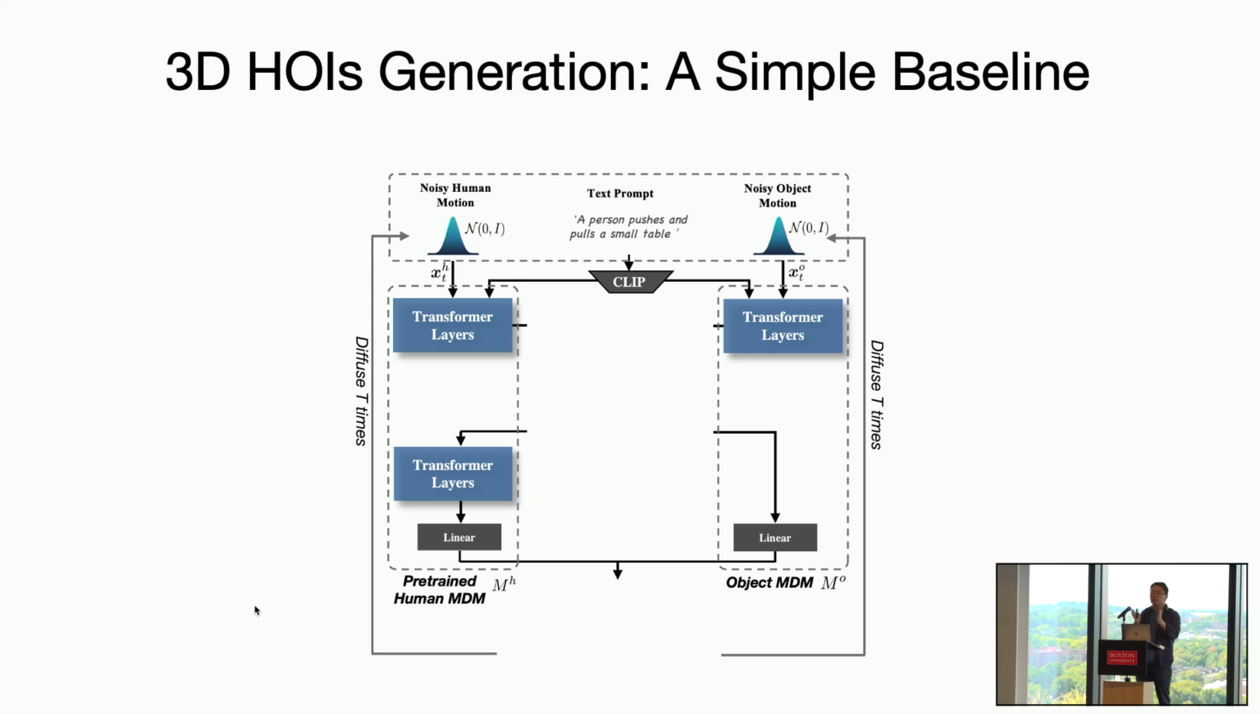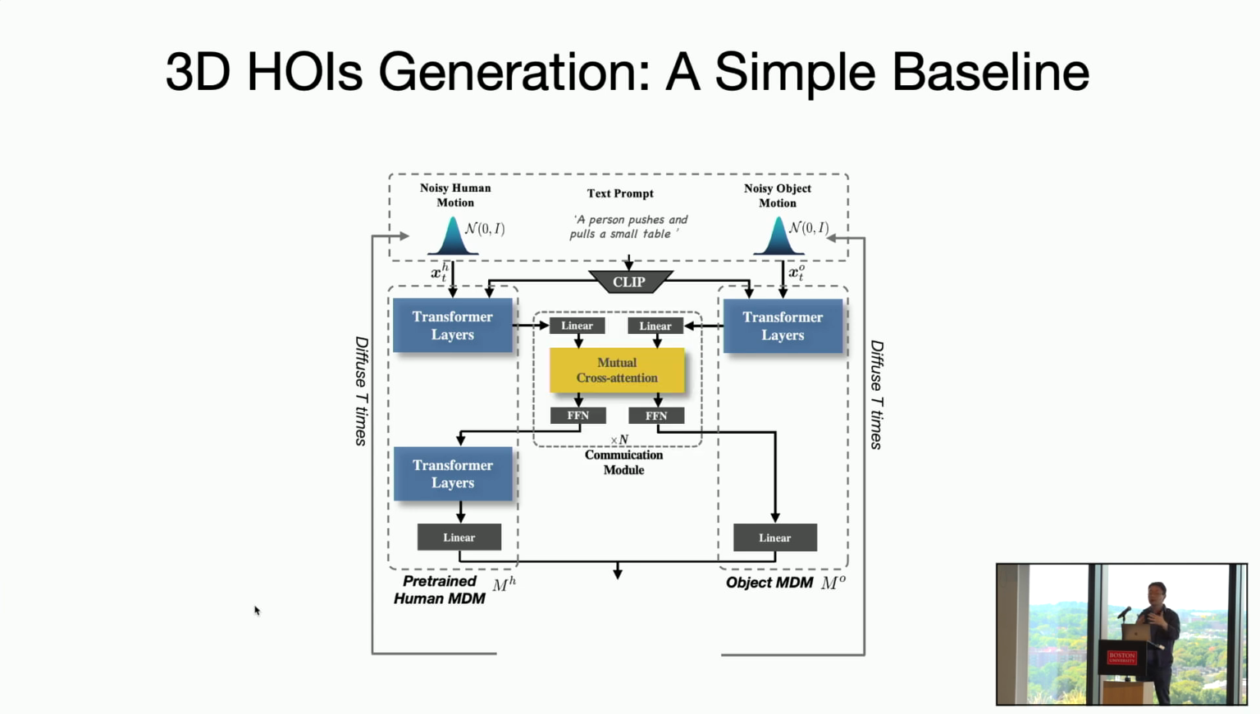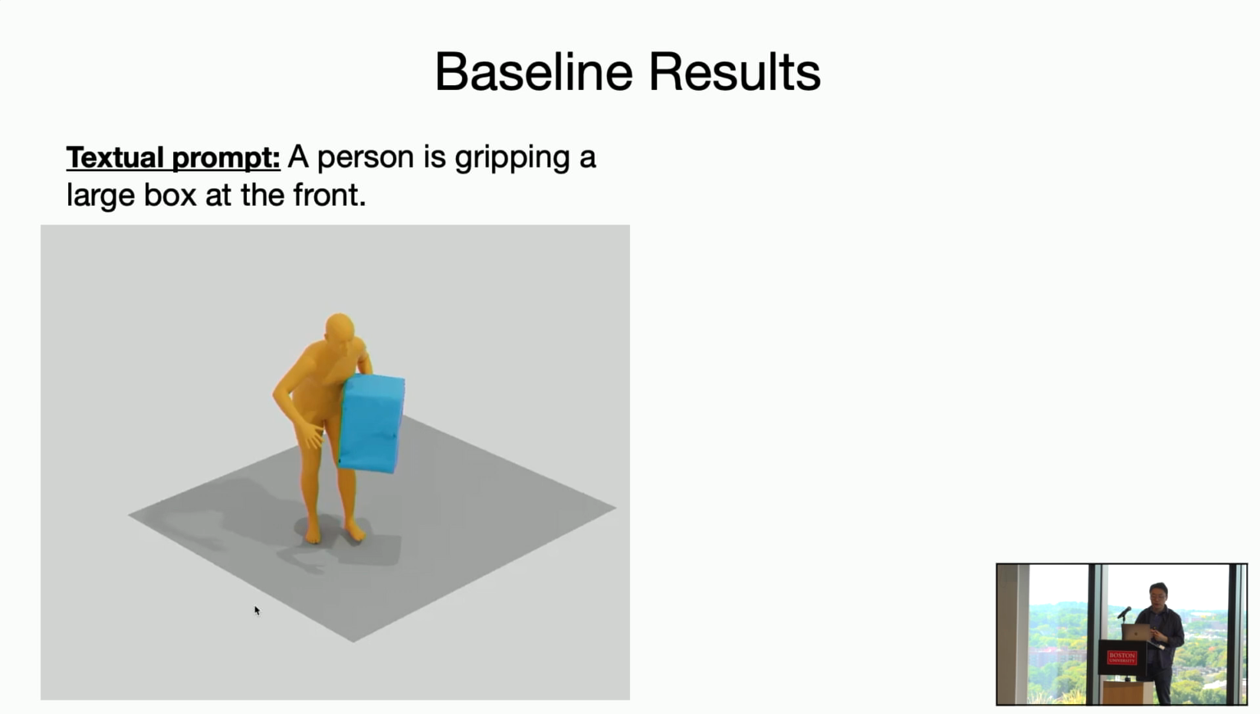If we put them there independently, they have no information exchange. As a result, you can imagine the results will be bad. So naturally, we add some cross attention to exchange information between the two models. It's very simple and very straightforward. And in the end, we get a human motion sequence in interaction with a particular object. So this is what it looks like.